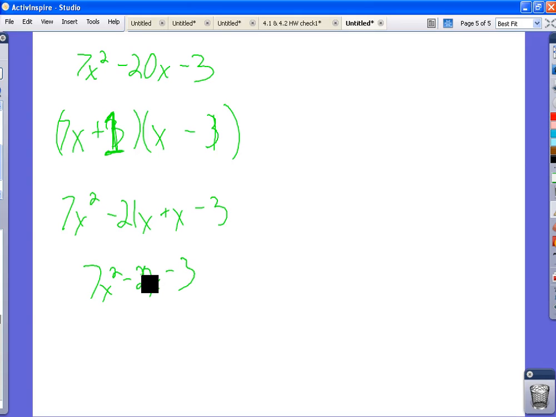What about when this happens? 12x squared plus 36x plus 24.